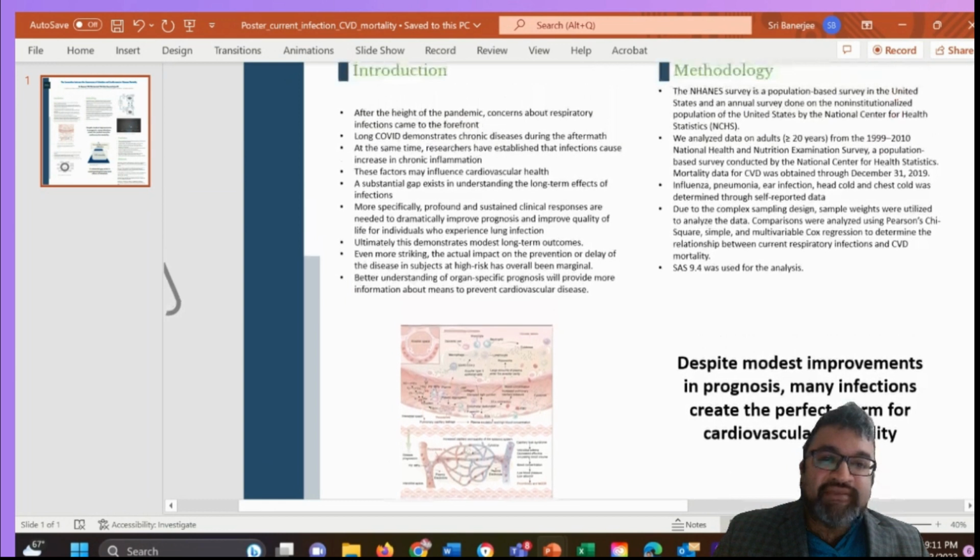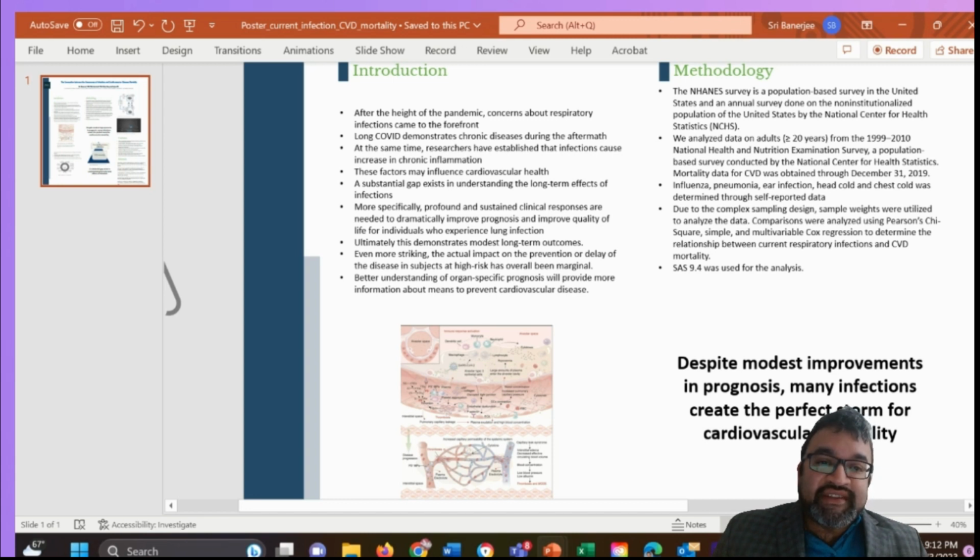Also, I wanted to bring up the fact that long COVID is a serious issue here, because we're trying to understand which organs are affected. There are 100-plus symptoms that contribute to a diagnosis of long COVID.